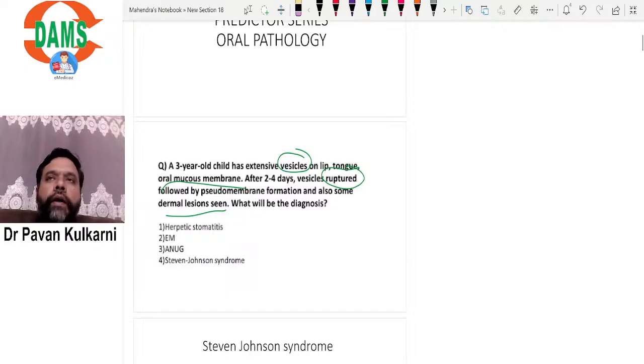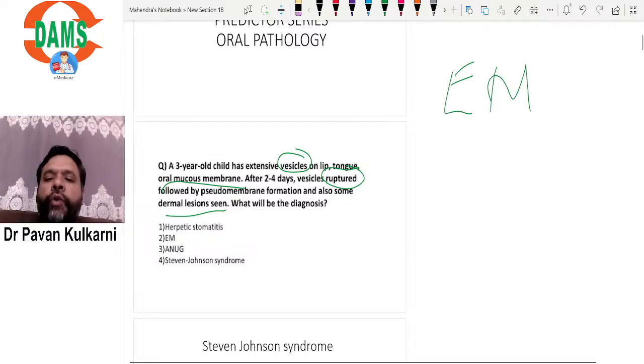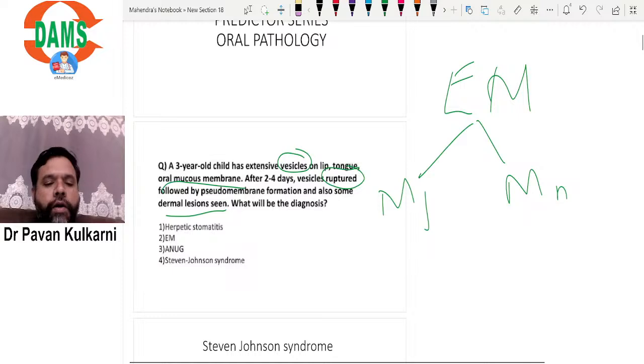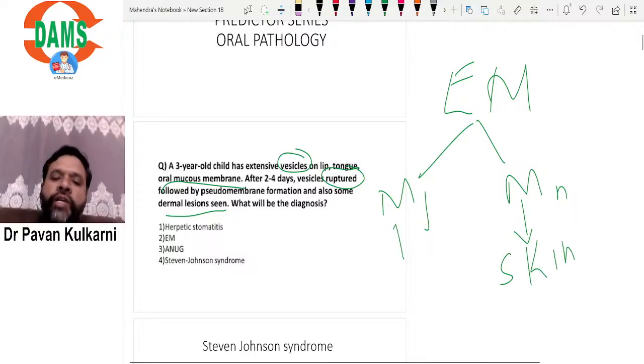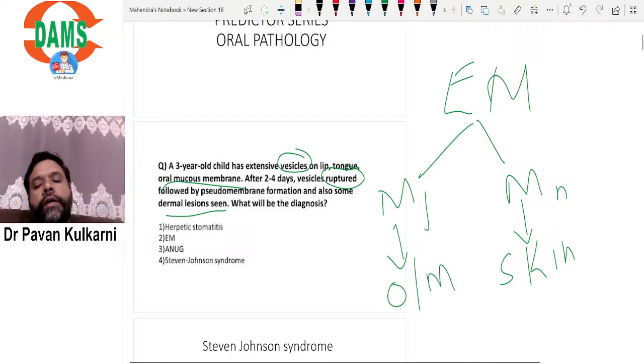Now in the options, if you see, herpetic stomatitis is there, erythema multiforme is there, ANUG is there, Stevens-Johnson syndrome is there. All of us know erythema multiforme is of two types, one is a major type, one is a minor type. Minor type affects only skin, whereas major type affects the oral cavity. Major type examples are Stevens-Johnson syndrome and TEN, toxic epidermal necrolysis.